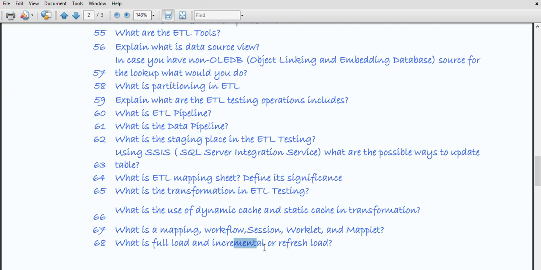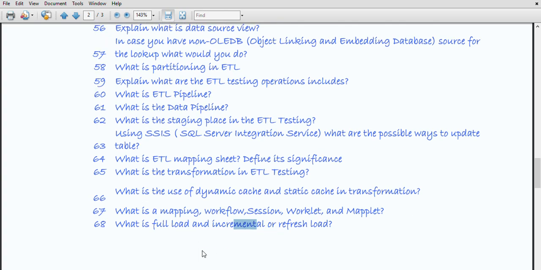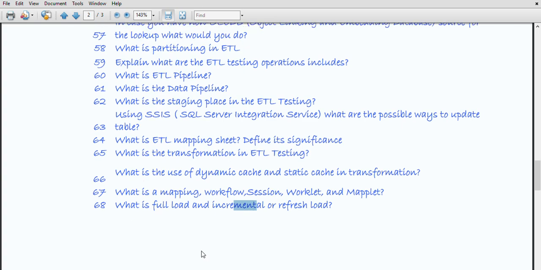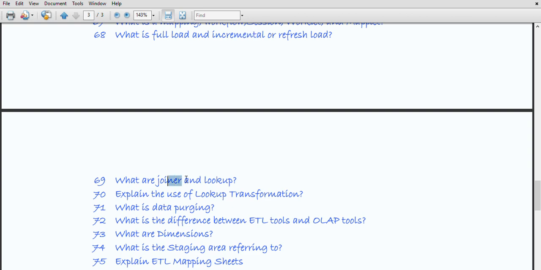Then what is full load and incremental or refresh load? Basically, full load completely erases the contents of one or more tables and reloads them with fresh data. In incremental load, we apply ongoing changes to one or more tables based on a predefined schedule.